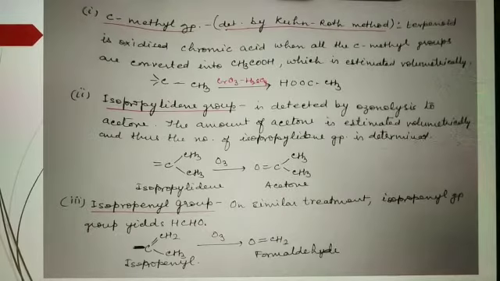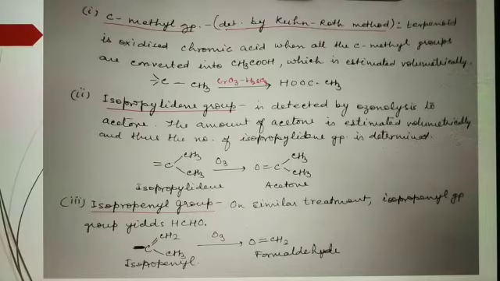First we take the C-methyl group. Its presence is determined by the Kuhn-Roth method. The terpenoid is oxidized with chromic acid, when all the C-methyl groups are converted into acetic acid, which we estimate volumetrically, so we can detect as well as estimate the presence of C-methyl group.